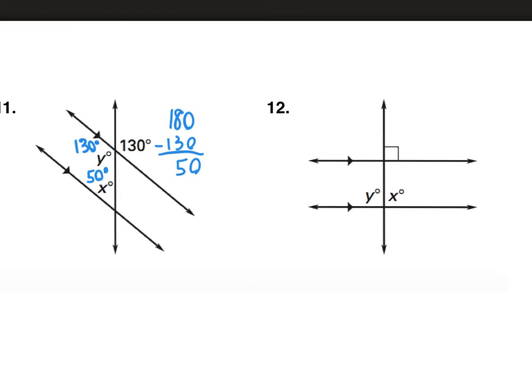Number 12. This looks similar to an earlier question. We have a right angle, and that corresponds with x down here being a right angle. So x is 90 degrees. Corresponding angles are congruent. And now x and y form a linear pair, and if x is 90 degrees, that means y also has to be 90 degrees, because 90 plus 90 adds up to 180 degrees.